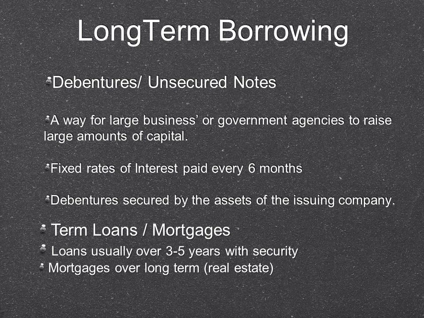Another form of long-term borrowing is something called debentures and unsecured notes. These are mainly for large businesses or government agencies, and they raise large amounts of capital. They offer fixed rates of interest, usually paid every 6 months, and that is similar to the bank bond that we talked about earlier.